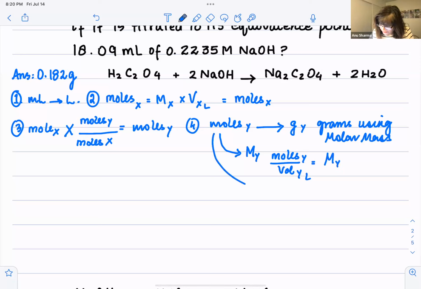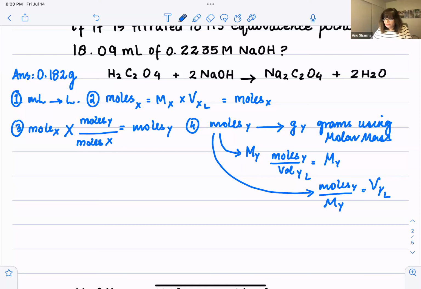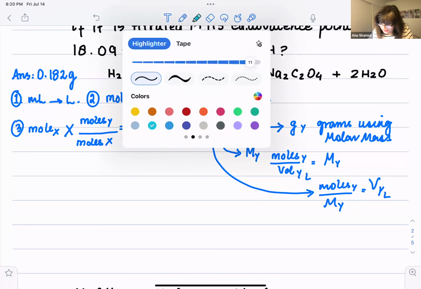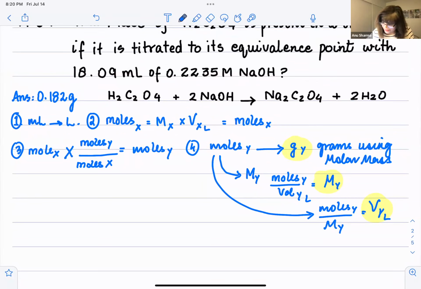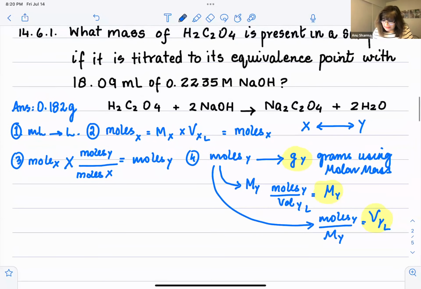Or if they've given you the molarity and they're asking for the volume, then you take the moles of Y, divide by the molarity of Y, and that gives you the volume of Y in liters. So these are all three possibilities: finding the grams, finding the molarity, and finding the volume of the other entity, when X and Y are being compared, whether it's an acid or a base.